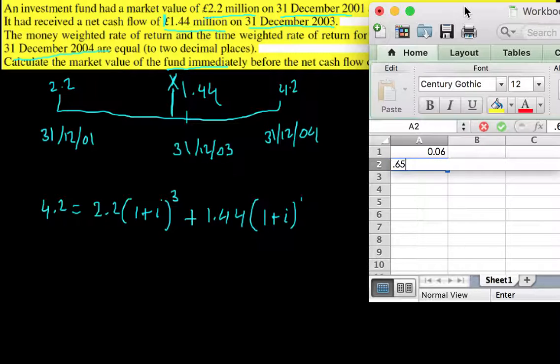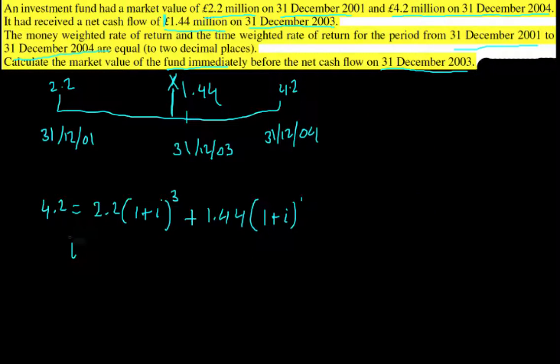What if it's 0.065, so 6.5%? We're so close, so I'll try 0.066, and then we have it: 4.2. So it looks like about 6.6%. So i is equal to 6.6% per annum. To be honest, I don't like doing trial and error, but that's the way we need to do it for the money weighted rate of return.